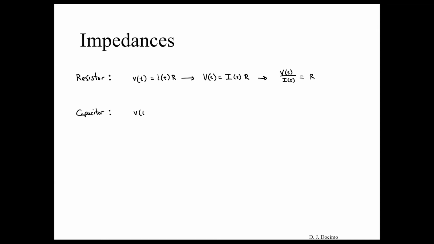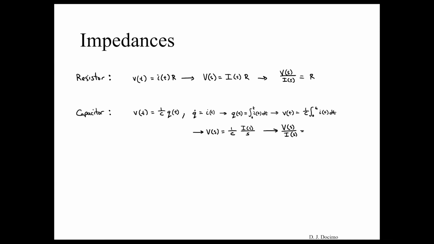Now for a capacitor, we know that the voltage is equal to 1 over C times Q. And we also know that Q dot is equal to i. So if we solve for q(t), that's just the integral of current over time. Then we solve for our voltage here, which would be 1 over C times that integral of current over time. Take a Laplace transform of this, and the Laplace transform of an integral is 1 over s. So we end up with an impedance of V(s) over I(s) is equal to 1 over CS, and that is the impedance for a capacitor.